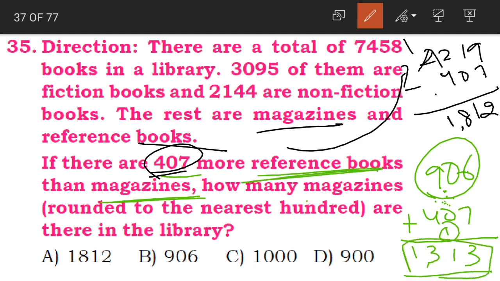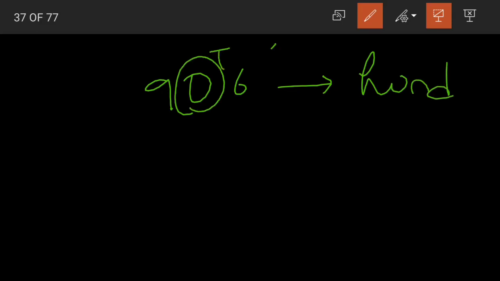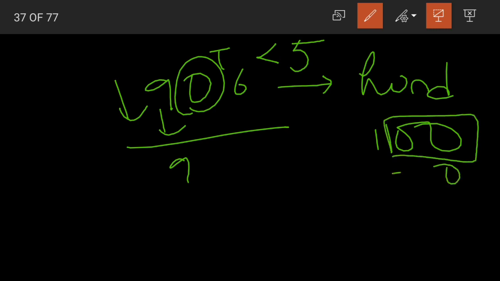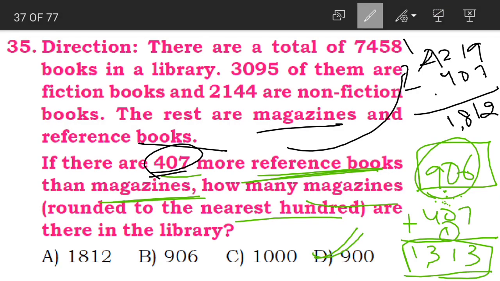Now what are they asking in the question? How many magazines are there, rounded off to the nearest 100? 906 is the number of magazines. Rounding it off to hundreds. Now 0 is in the tens place. It is less than 5. So we will keep 9 as it is, and in the number 100 we have zeros in the ones and tens places, so we will write zeros in the ones and tens places. What is the answer, children? 900. Option D, 900 is our correct answer.